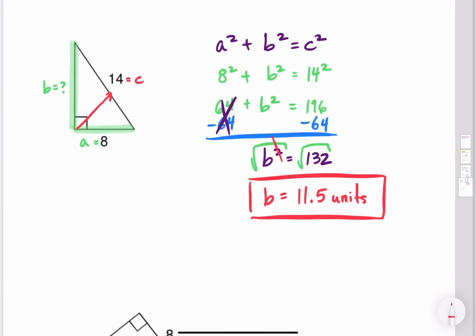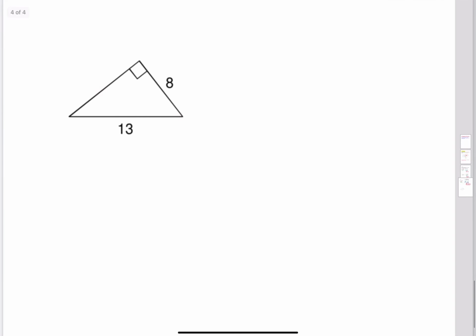Okay, so not too bad. So if we're missing a value that is either an A or B, that means we're going to have to do a little bit of subtracting here, and that's going to give us our A or B value depending on what's missing. So let's go ahead and take a look at this next one. The next one, same thing here.